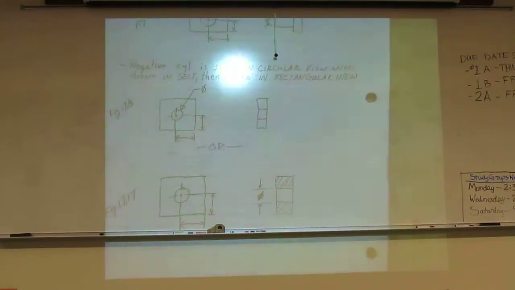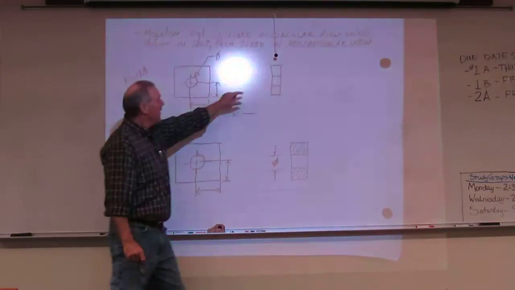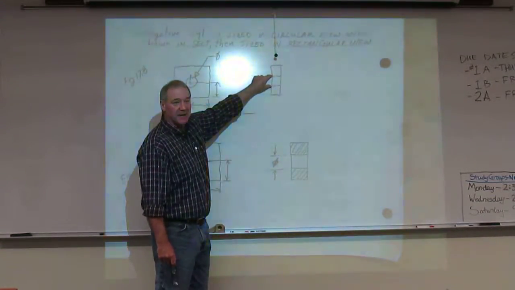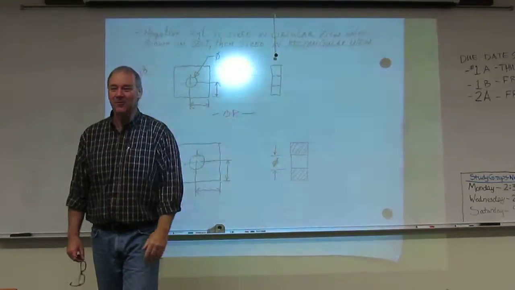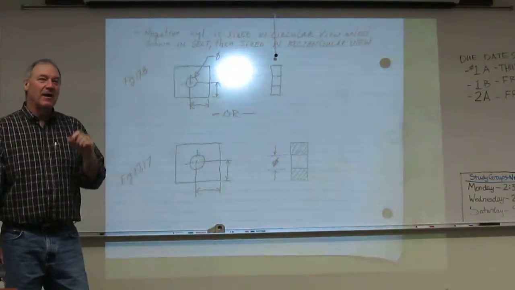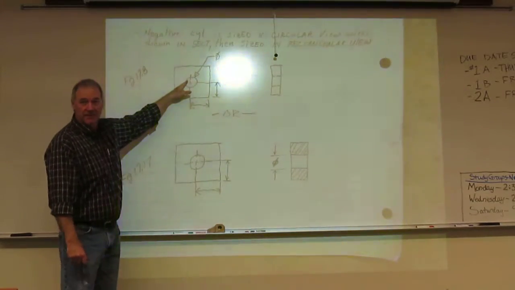And I threw a couple examples out here, although we're going to jump into the text so you can see it. So if I don't pull a section, keep in mind I've got hidden lines for my negative cylinder, always. So I don't dimension the hidden lines. Therefore, I have to put the size dimension in my circular view.